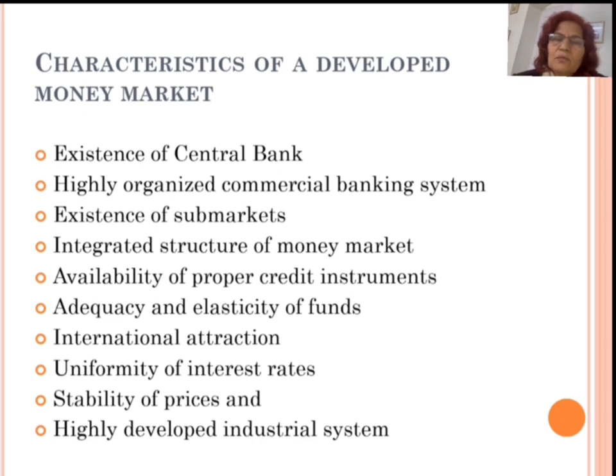So people have faith, and there is no need to choose one market because it has a lower rate of interest and another market has a higher rate of interest. Normally the rates of interest are uniform, बराबर होते हैं. Stability of prices. Prices are stable, so there are no fluctuations of prices in the money market. Highly developed industrial system. The industrial system connected with the money market is very highly established and developed, so people can have faith in it.